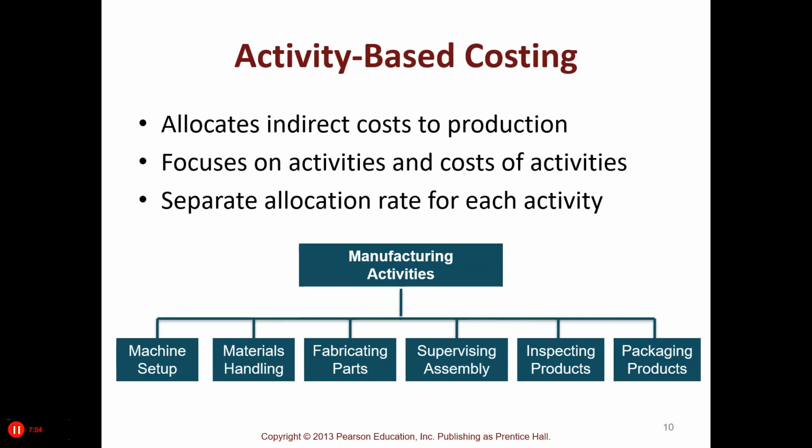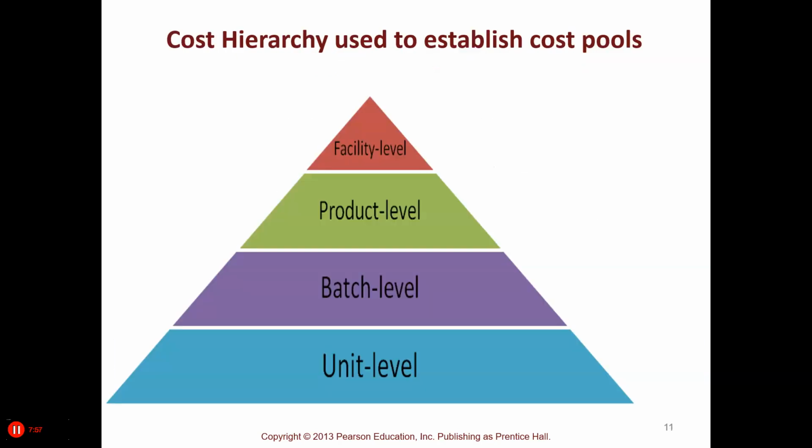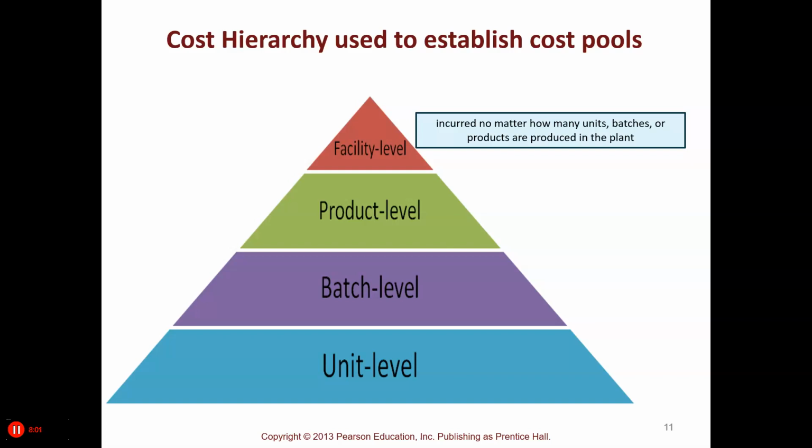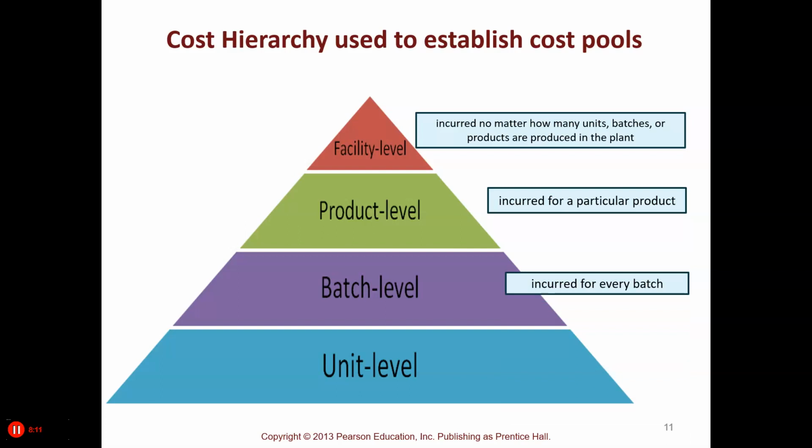Now we have a cost hierarchy. We have the facility level type activities. These are incurred no matter how many units, batches, or products are produced. We have the product level, which is incurred for a particular product. We have a batch level, which is incurred every single time. A good example would be a machine setup. Every time they have a new batch, they have a new machine setup. And then we have unit level, which is incurred for every unit produced.